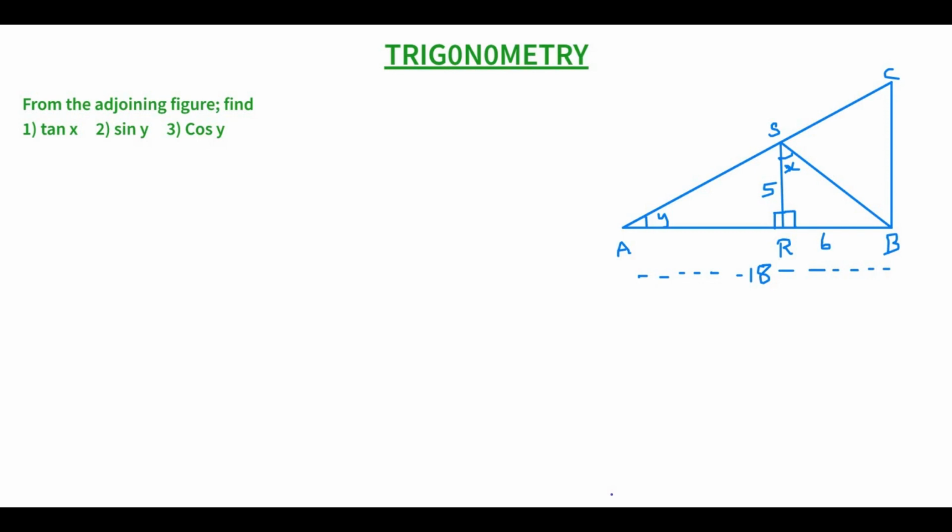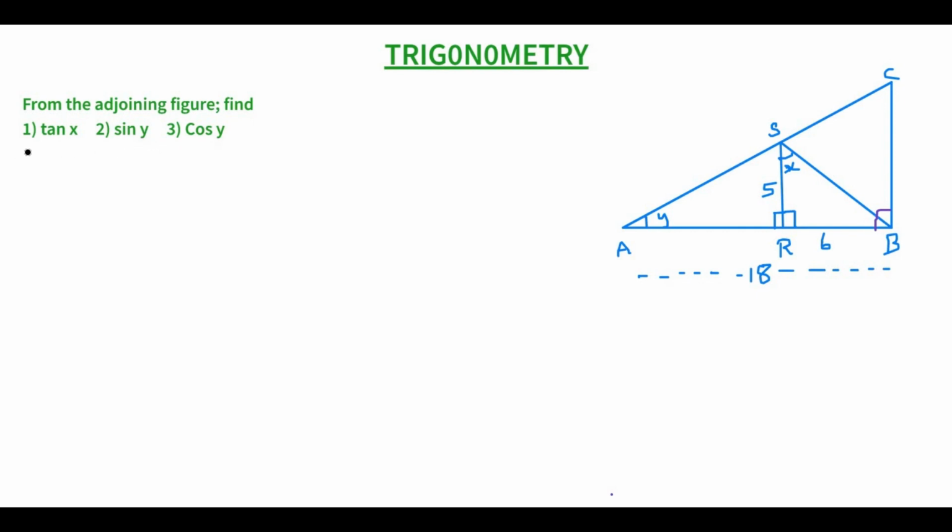From the adjoining figure, find tan x, sin y and cos y. So this is our figure given. This is a right angle triangle. As you could see, ABC is a right angle triangle, right angled at B. And there is another small right angle triangle, which is SRB, and it's right angled at R. And we have an angle x here, and there is an angle y here. And we have a few measurements given, which are SR equals 5, RB equals 6 and AB equals 18. So these are the measures given to us. With the help of these measures, we have to find the value of tan x, sin y and cos y.